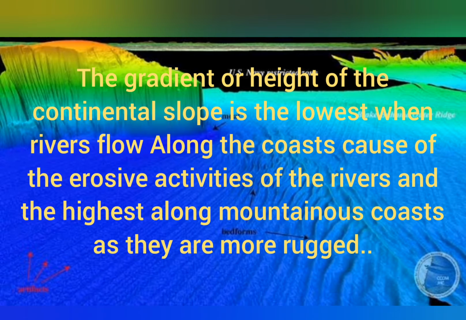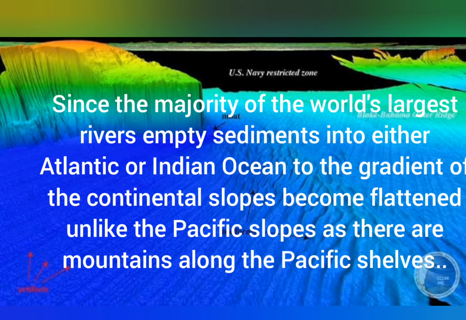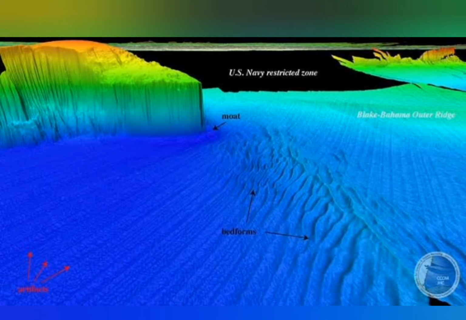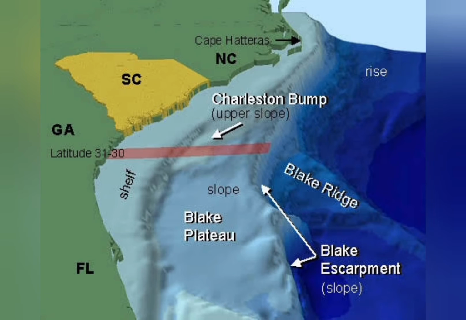The gradient of the continental slope is the lowest when the coast has many rivers flowing into it, and the highest when there are mountain ranges along the continental shelves. The Pacific slopes are steeper than the Atlantic slope because of the mountain ranges, and the gradient is the flattest in the Indian Ocean because there are many rivers flowing into it. Continental shelves are indented or bordered by numerous submarine canyons or plateaus under the ocean, like the Blake Plateau of the southeastern borderland of South California.